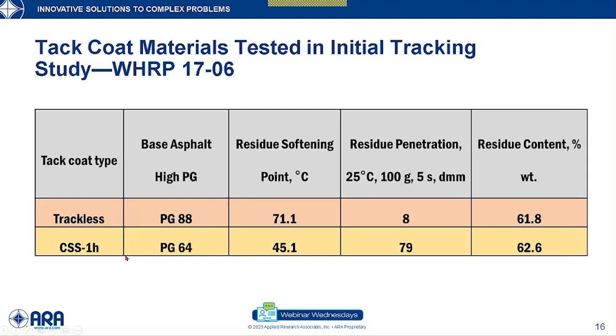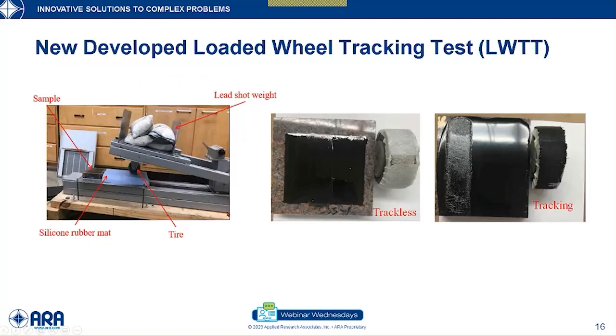So if you see these two emulsions, trackless and CSS-1H, they cover two different ends of the spectrum. So I chose these two to see how a softer residue emulsion and a stiffer residue emulsion will behave in tracking. And this is the newly developed loaded wheel tracking test that I proposed, based on the loaded wheel test, LWT.